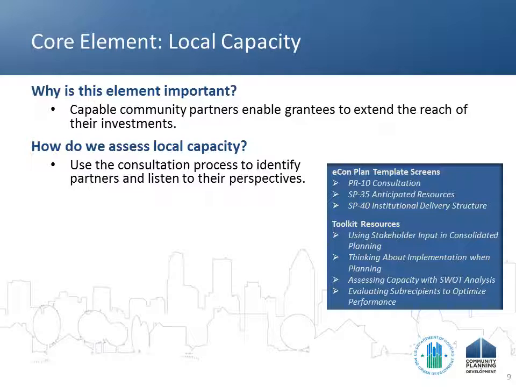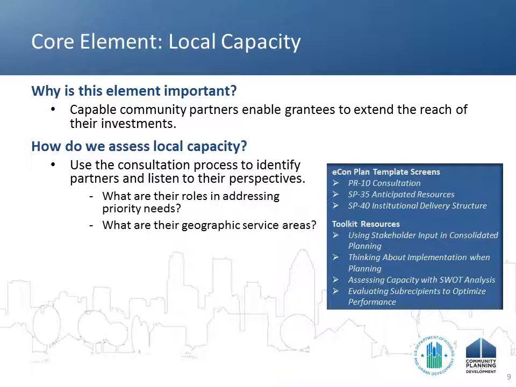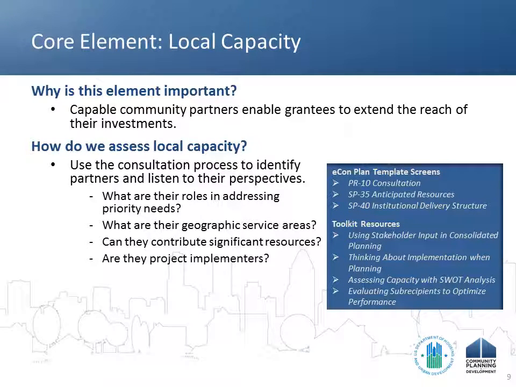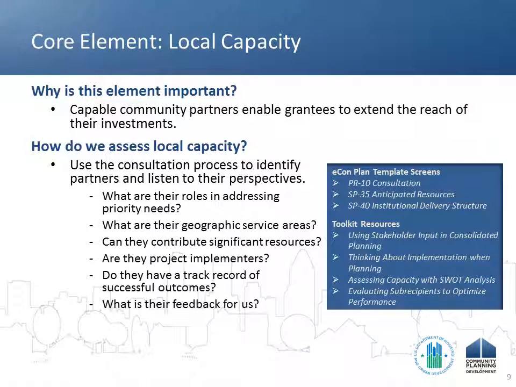Specifically, through consultation, grantees should be able to inventory partners, their role in addressing priority needs in their geographic service areas, identify other stakeholders and whether they have the capacity to contribute resources to meet priority needs, or have the ability to implement projects and programs to meet priority needs, and assess the capacity of the organizations that will form the grantee's program delivery structure and their ability to carry out consolidated plan activities.